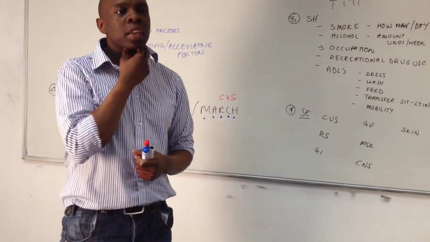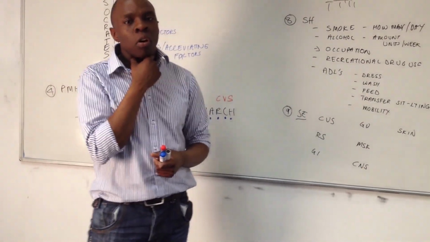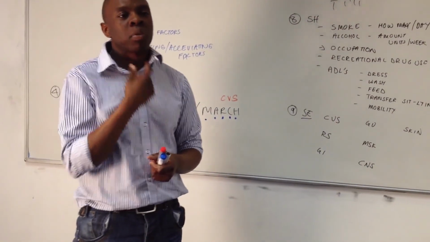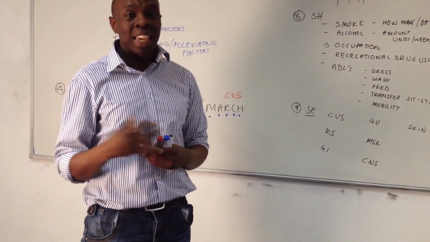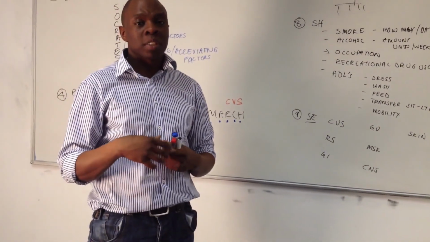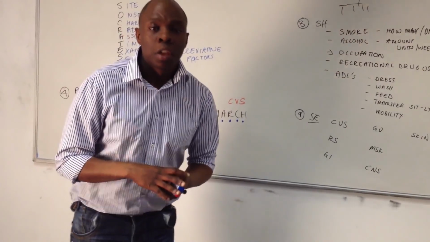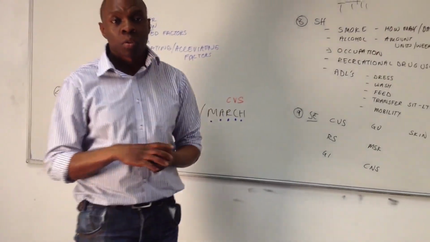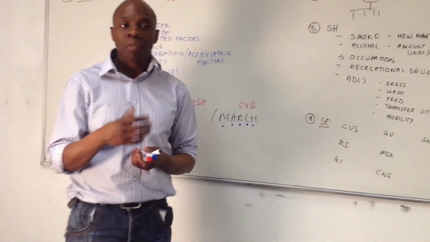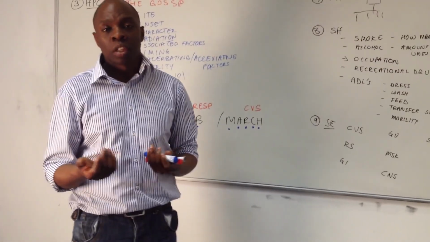Stridor, okay, so that's an inspiratory noise, stridor, so that's an upper airway problem. Hemoptysis, heme for blood, so hemoptysis, are you coughing up blood? Sputum, so producing any sputum when you cough? Are you coughing in general?